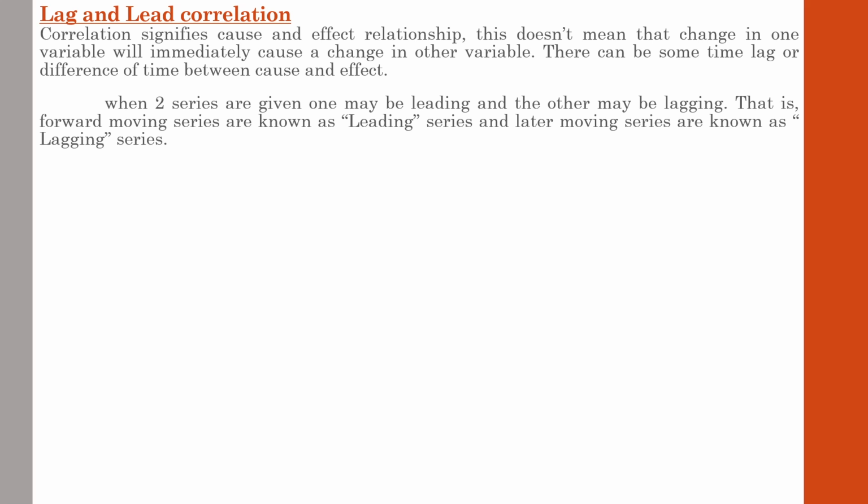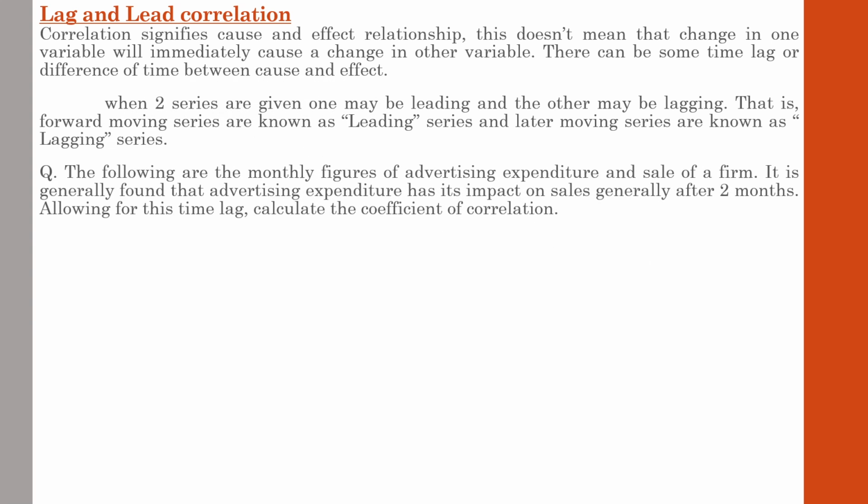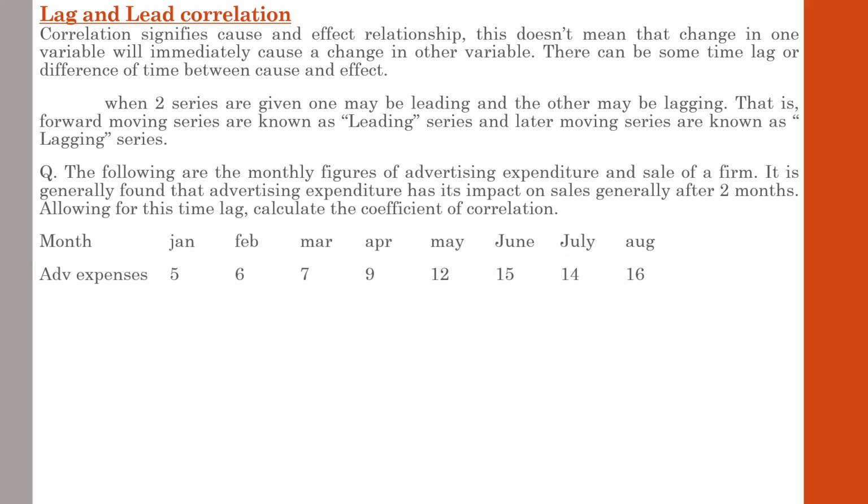So let us discuss the same with a case, then you will get a clear picture. The following are the monthly figures of advertising expenditure and sale of a firm. It is generally found that the advertising expenditure had its impact on sales generally after 2 months. Allowing for this time lag, calculate the coefficient of correlation. So the details regarding the advertisement and sales are given along with the time.